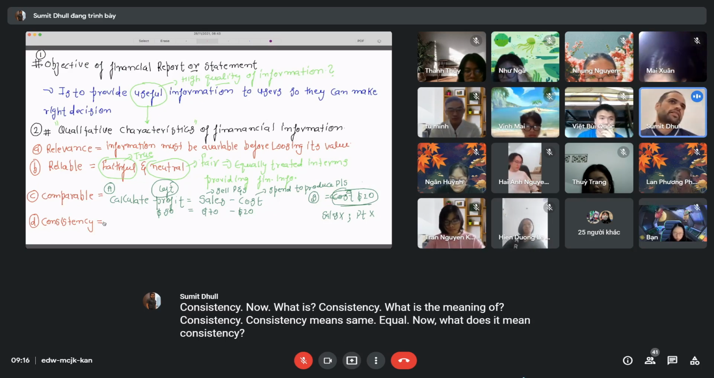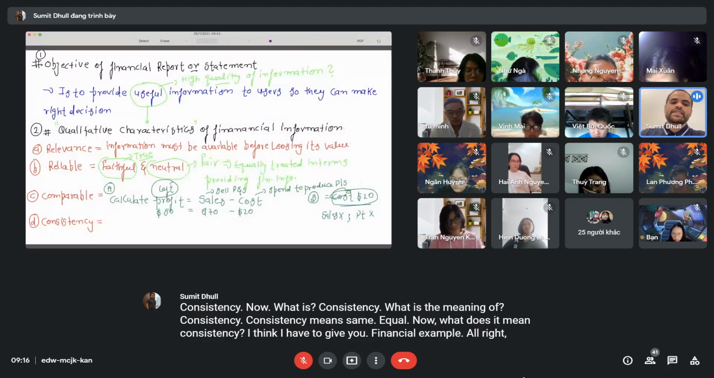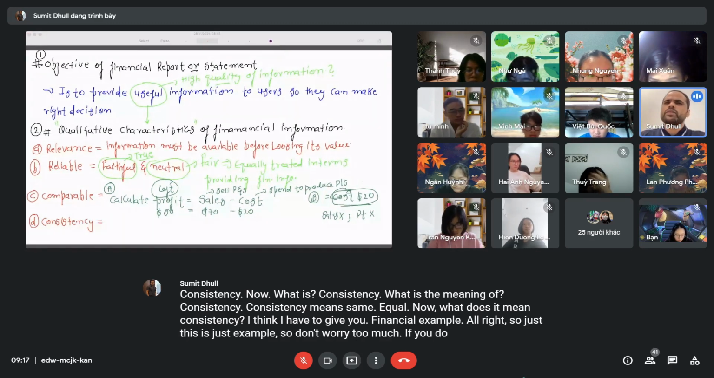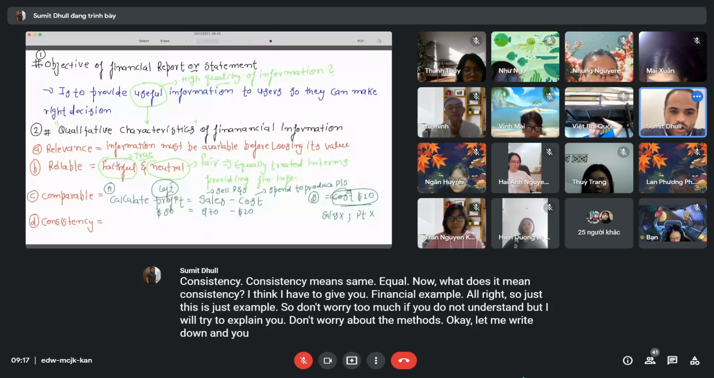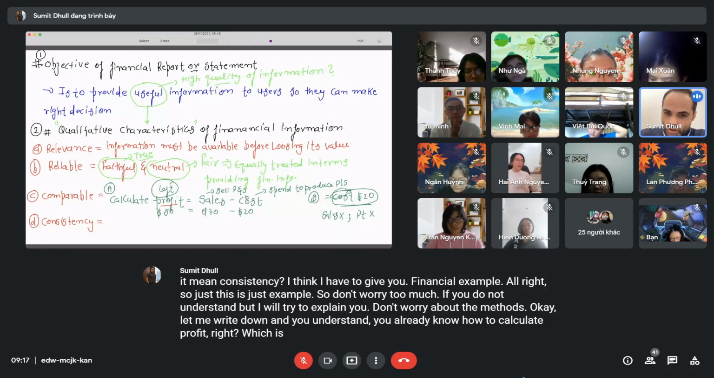I think I have to give you a financial example. This is just an example, so don't worry too much if you do not understand, but I will try to explain. Don't worry about the methods. Okay, let me write it down so you understand. You already know how to calculate profit, right? Which is sales minus cost, right?